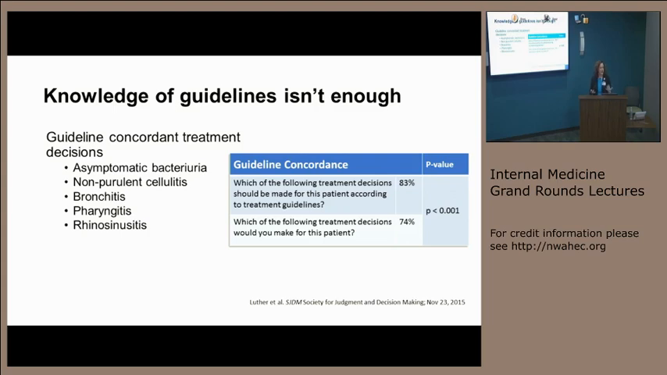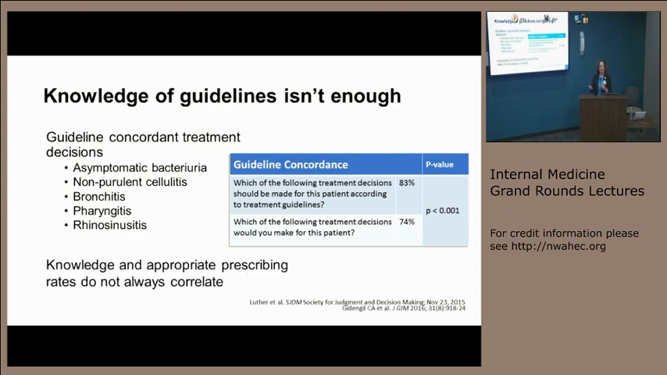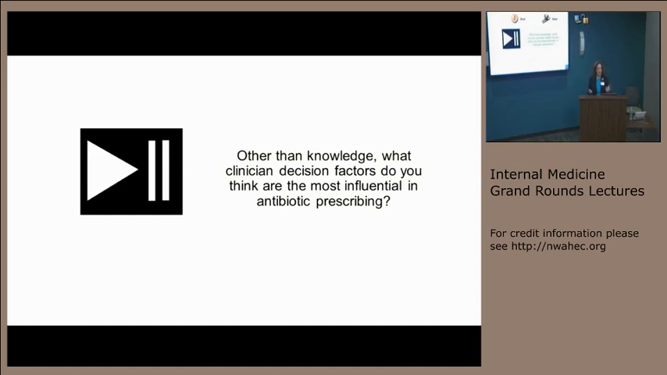So that's very odd to me, that they clearly knew what to do, but also knew they wouldn't do that in real life in certain scenarios. So why is that? And this type of phenomenon where physicians or clinicians know what to do but then do something different in real life, that's been described in other studies as well. So other than knowledge, what clinician decision factor do you think might be influential in antibiotic prescribing? So talk for a minute to your neighbor.